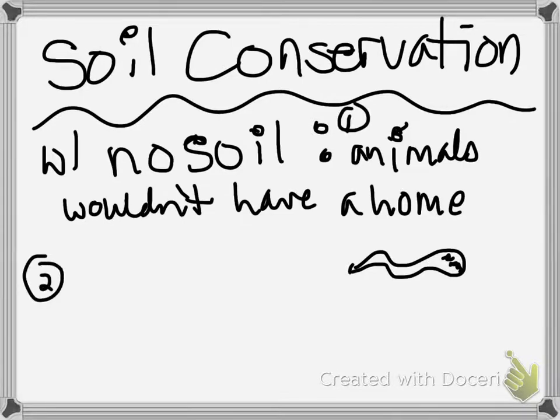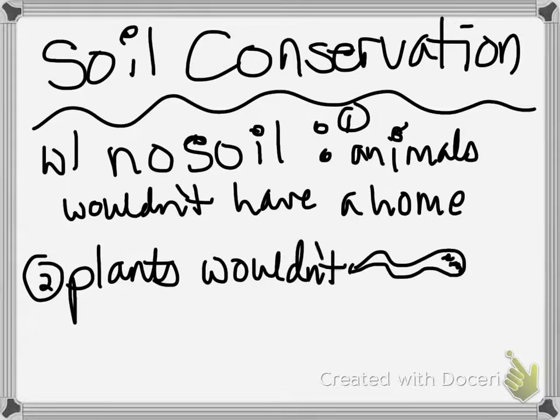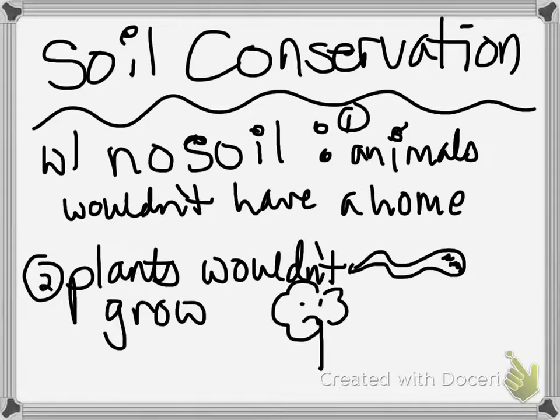Point two, plants wouldn't be able to grow. Plants need the nutrients that are provided in soil. So instead of a happy flower, we'd have a sad flower, right? It's not going to be able to grow. It's going to be lacking in nutrients.